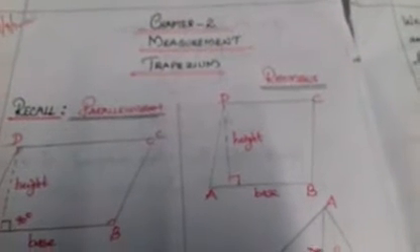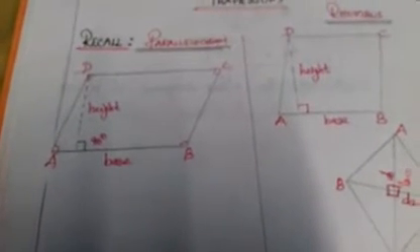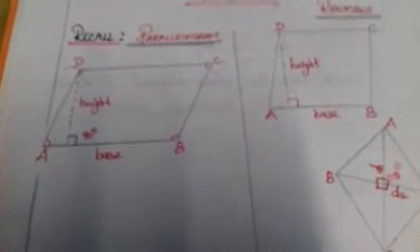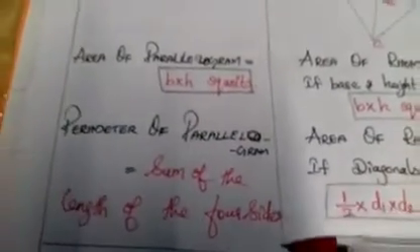Before that, shall we recall parallelogram and rhombus? In earlier classes we learned. Do you remember, students? Properties of parallelogram: opposite sides are equal and parallel, and opposite angles are also equal. Height is always at 90 degrees to the base. So what is the area of the parallelogram? Base into height square units. The perimeter of the parallelogram is the sum of the lengths of the four sides.